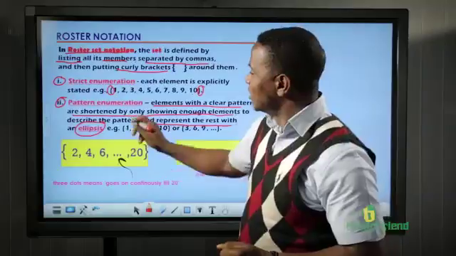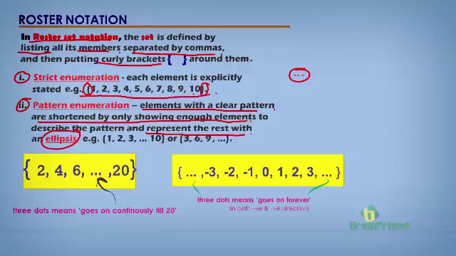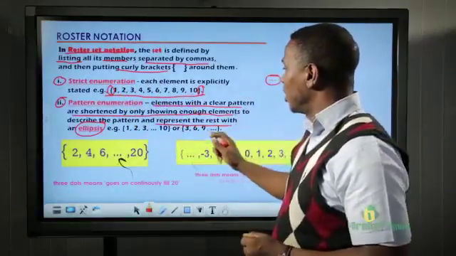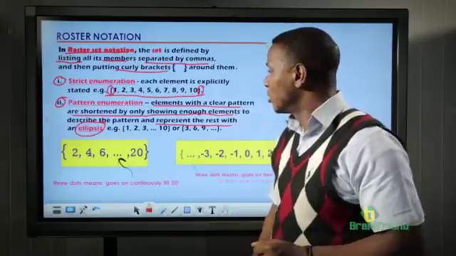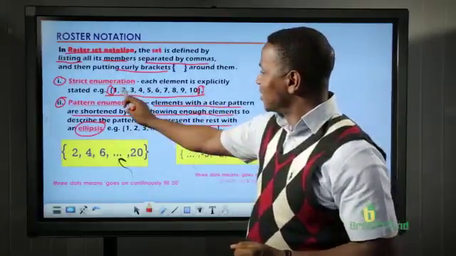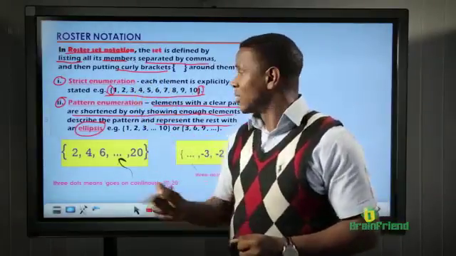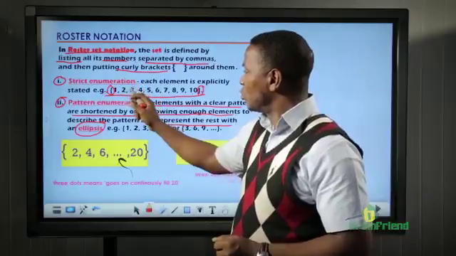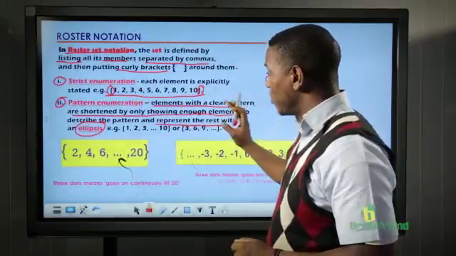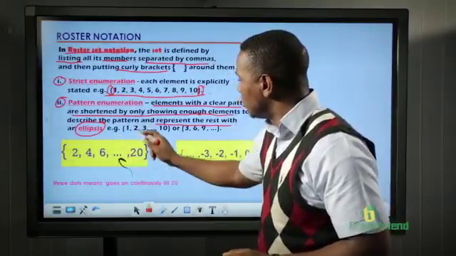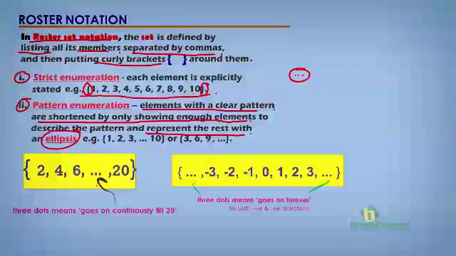Take for instance, this same set that we had here. In the strict enumeration method, every member of our set was listed out. But in the pattern enumeration method, of course, we already know a pattern that a number is 1 plus the number before it. And so we have 1 plus 1 as 2, 2 plus 1 as 3, 3 plus 1 as 4. So we have a pattern. If that pattern is known, using the pattern enumeration method, we could simply write the first 3 members of our set as 1, 2, 3, and then make use of the ellipses.